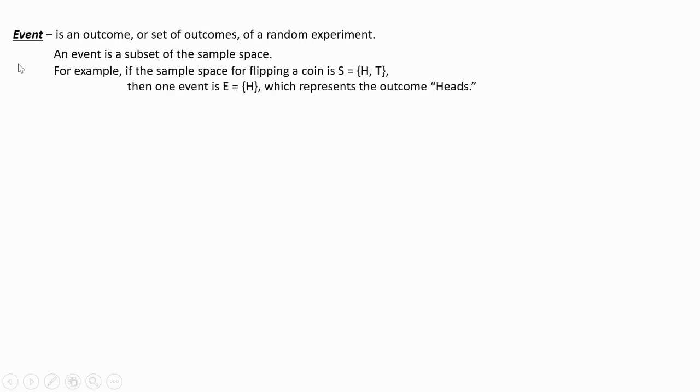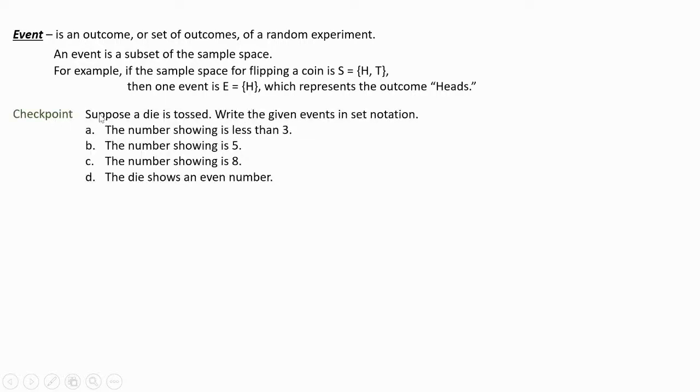Okay, now an event. An event is an outcome or a set of outcomes of a random experiment. For example, an event is a subset of a sample space. If the sample space for flipping a coin is heads, tails, then one event is the event E, for it to be heads. So this is the event, which represents the outcome heads.